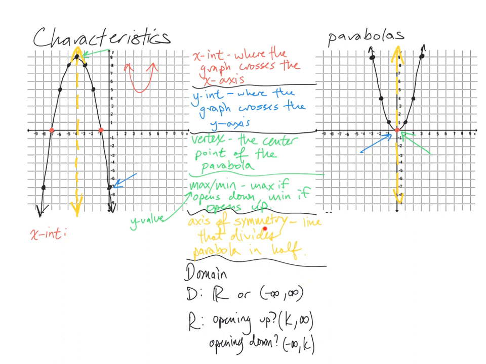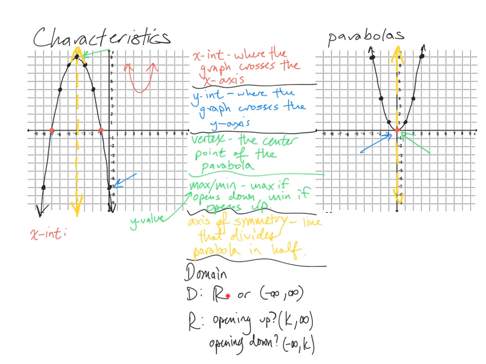Next, we have the axis of symmetry. This is a line that divides the parabola in half. You can see the axis of symmetry is here for this one, and the axis of symmetry is here for this one. And then, of course, we can find the domain and the range of these graphs over here.